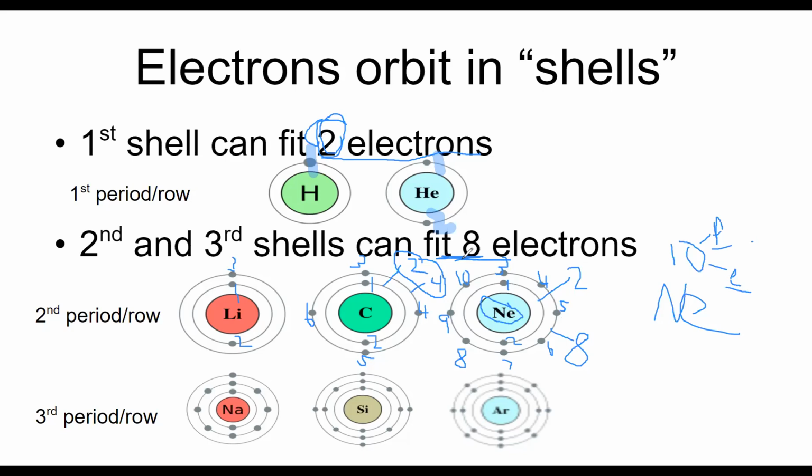So neon has a completely full first and second electron shell. No more electrons can fit on the second shell.